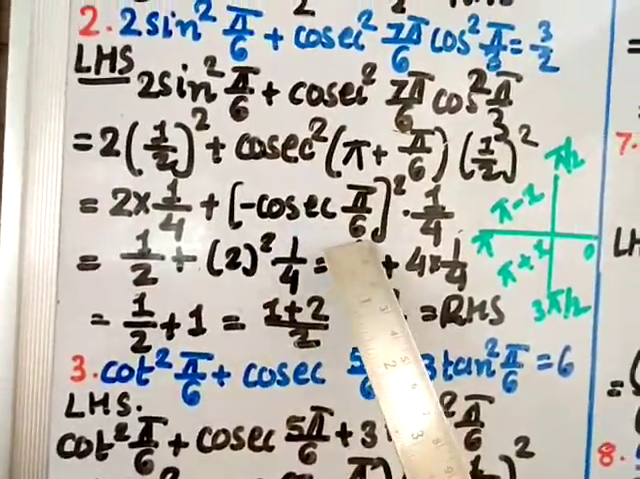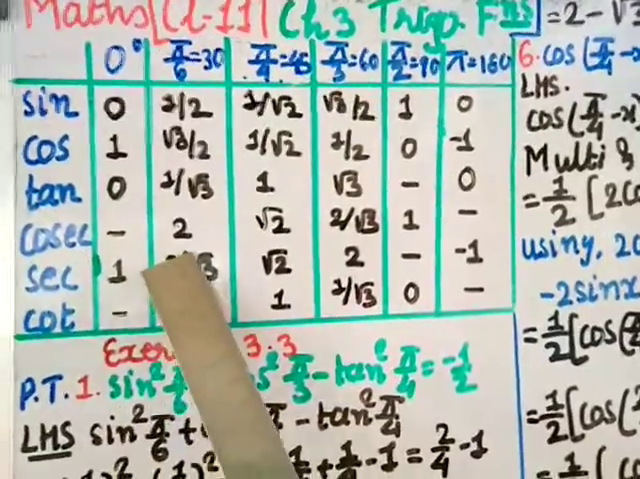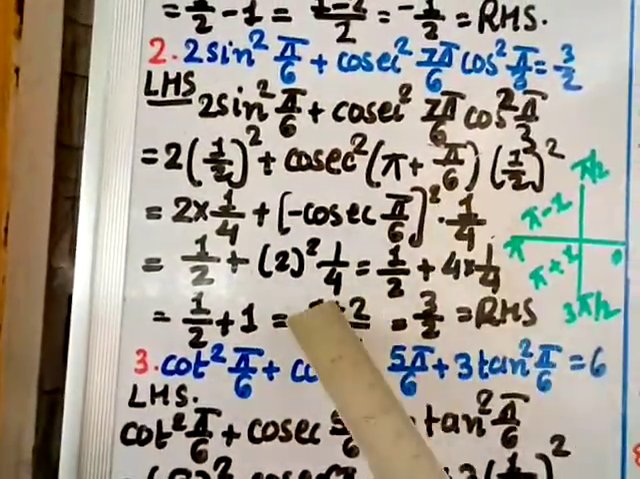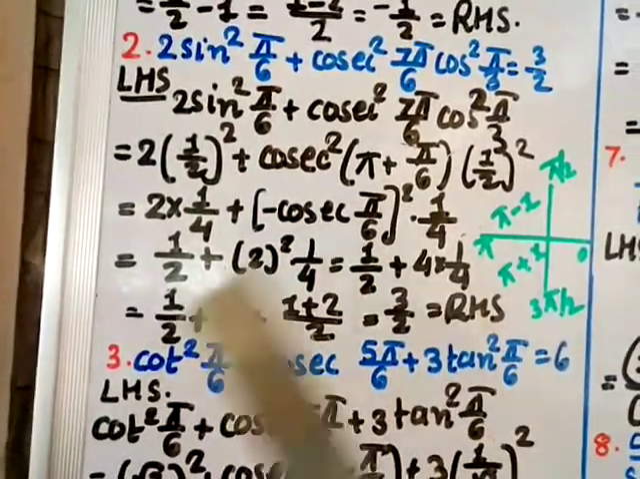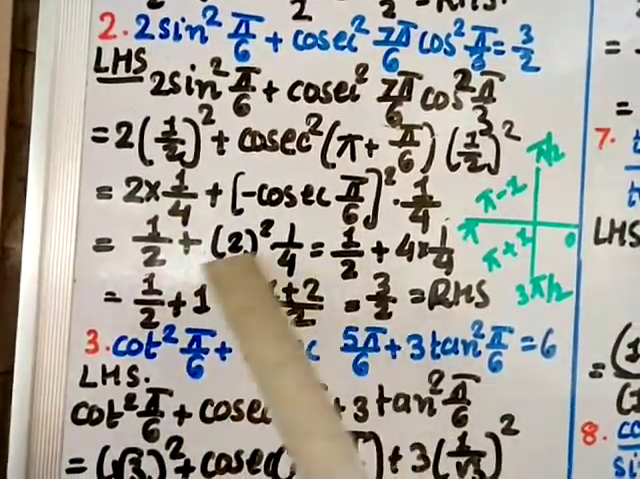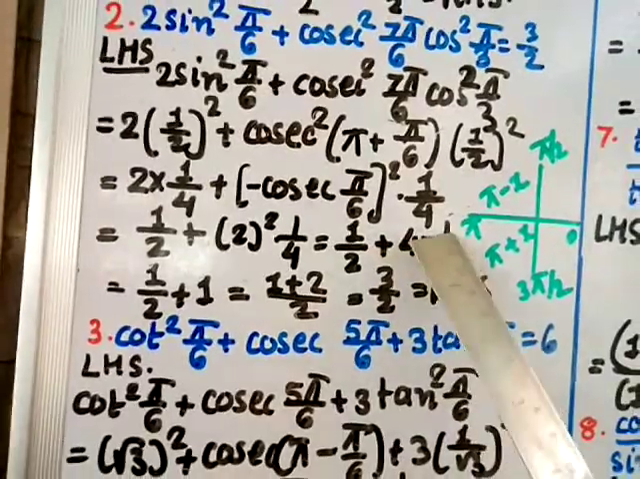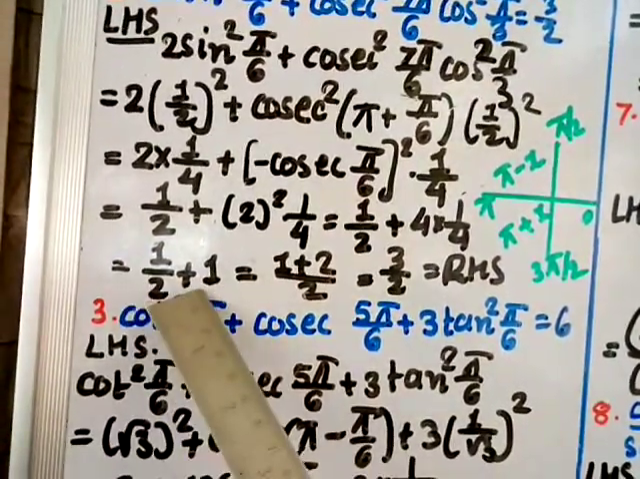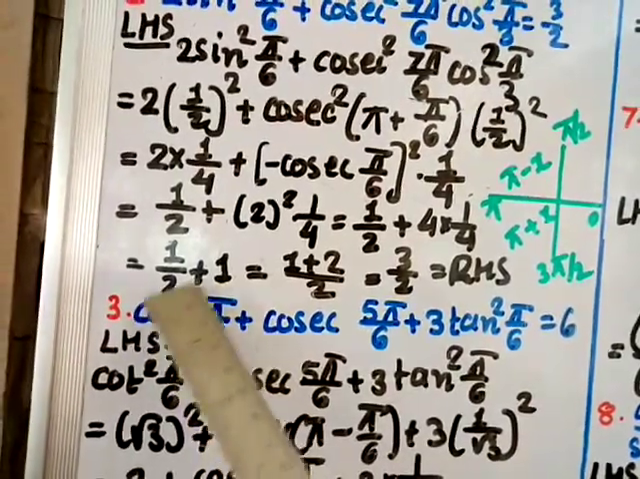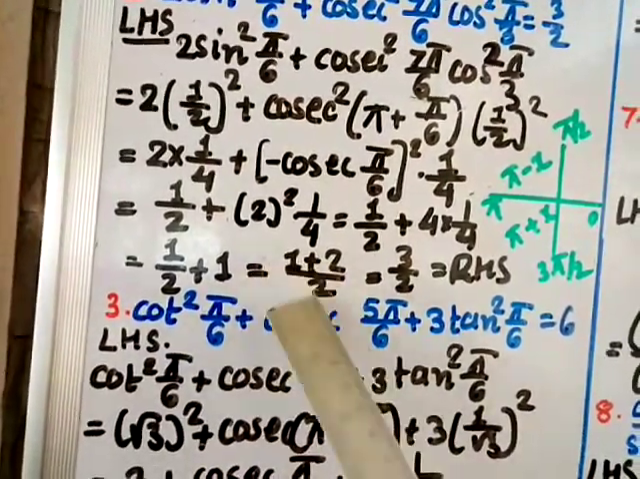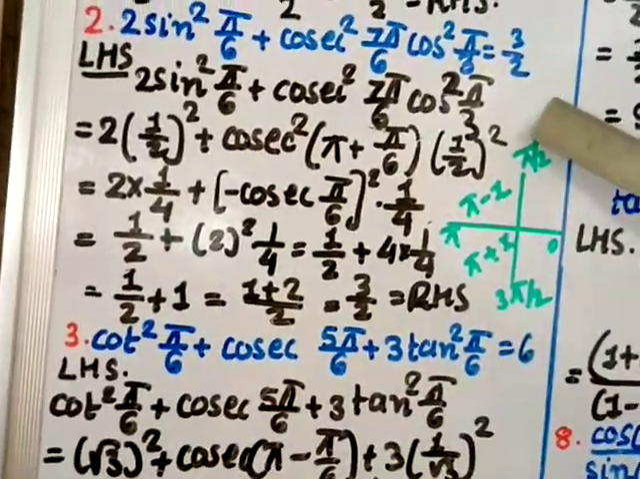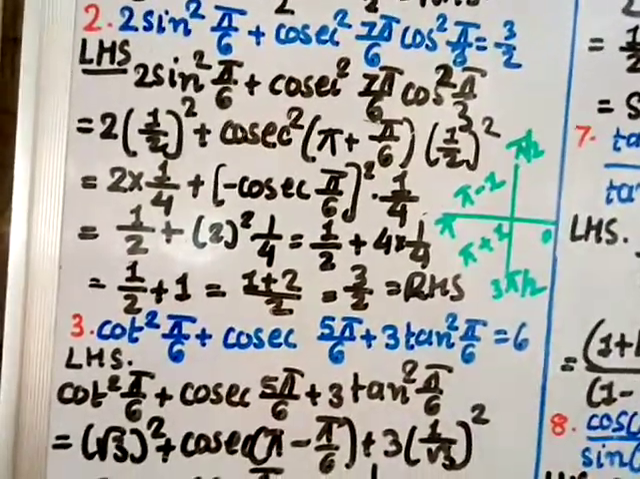cosec pi by 6. Cosec pi by 6 value is 2. So put here 2 square into 1 by 4, and the negative will cancel because of the square. So 1 by 2 as it is, 2 square is 4 into 1 by 4, 4 you cut, so here remains 1. So you get 1 by 2 plus 1. Take LCM, so 1 into 2, 2. So 1 plus 2 by 2, 1 plus 2 gives you 3 by 2, and that is what you have to prove because that is your right hand side. So hence proved.